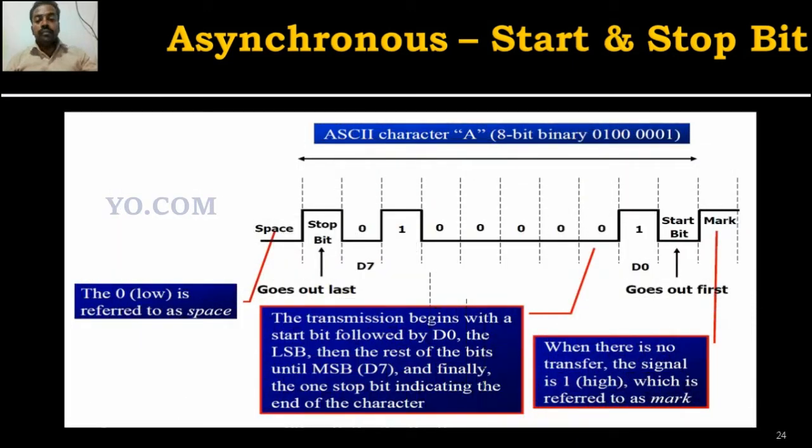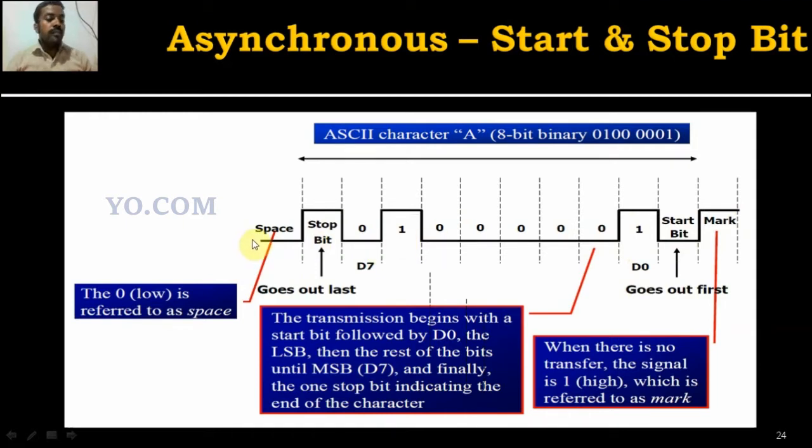So this is the diagram. This is the mark, and this is the start bit, always 0. The transmission begins with the start bit, followed by D0, the LSB, then the rest of the bits until the MSB D7, and finally one stop bit indicating the end of the character. This is the stop bit, the end of the character. So D0 to D7 is our data.